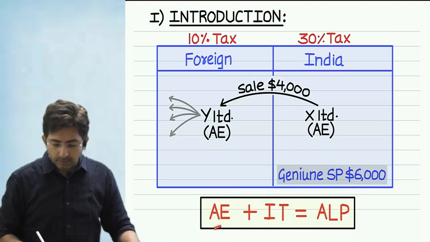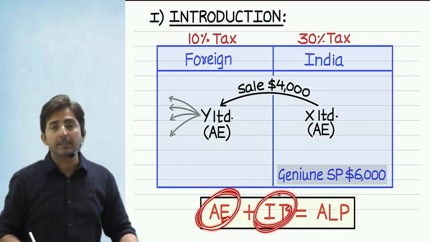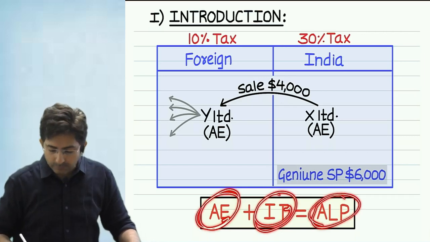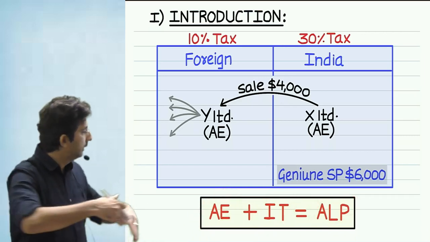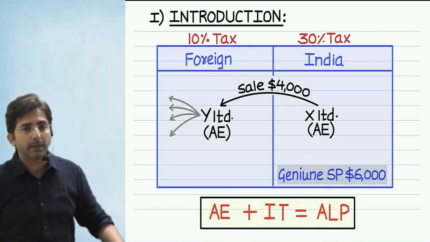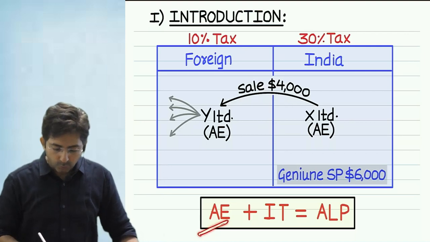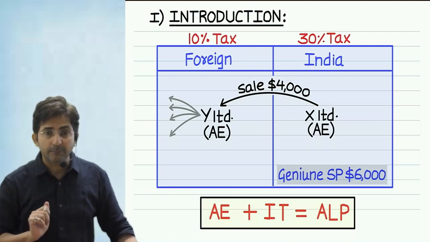In the sense, what is associated enterprise, what is international transaction, and then what is arm's length price and all that. The whole chapter is revolving around this equation only. AE plus IT is equal to arm's length price. So what is associated enterprise we have studied. And you know what is the importance of this definition?